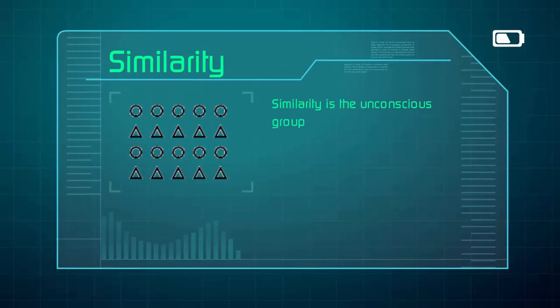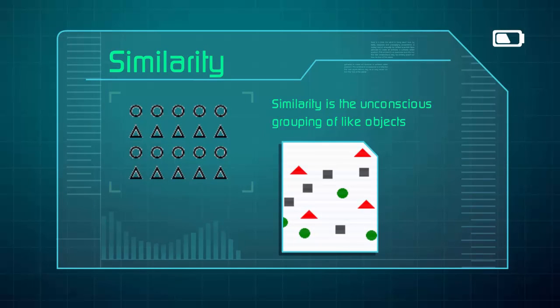Similarity occurs when objects look similar to one another. People often perceive them as a group or pattern. The shapes to the left appear to be placed in rows, because of their similarity.